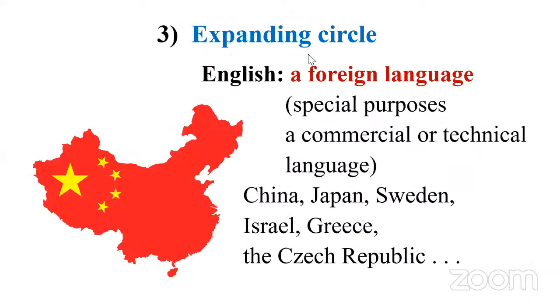Then third, expanding circle, where nations use English as a foreign language. They use English only for special purposes, for commercial or technical language. So we have China, Japan, Sweden, Israel, Greece, Czech Republic.